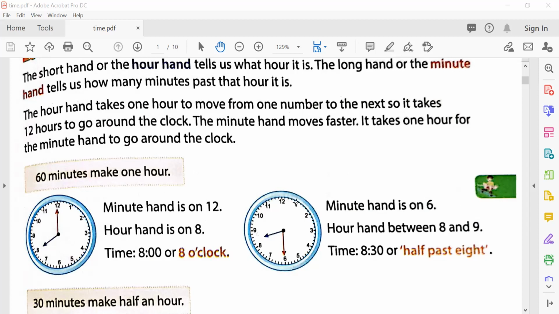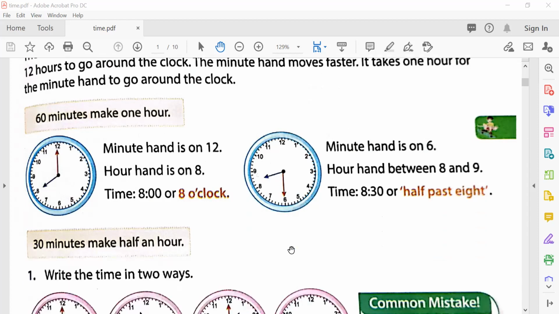So you could read the table of 5. 5 ones are 5, 5 sixes are 30. 25, 30, 35. 5 sixes are 30. So this is 8:30, or half past 8.